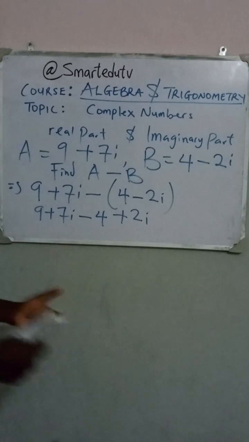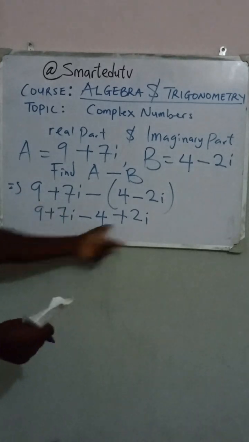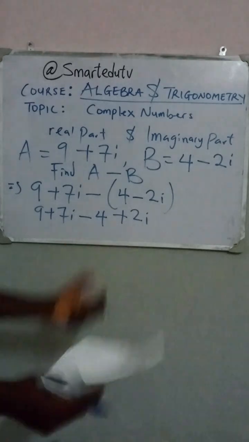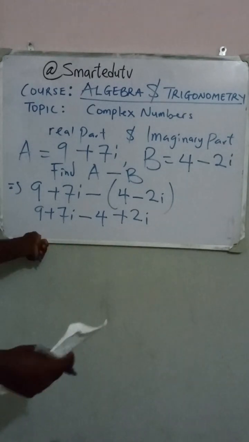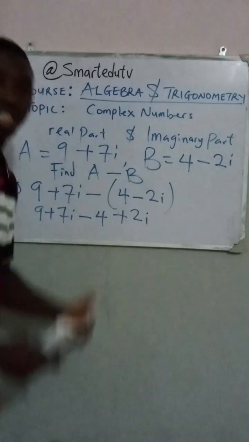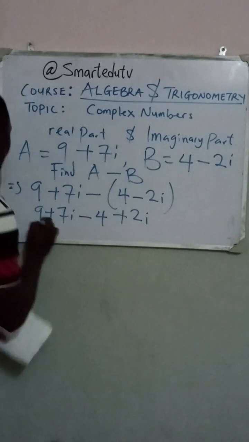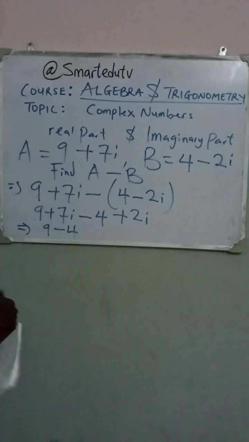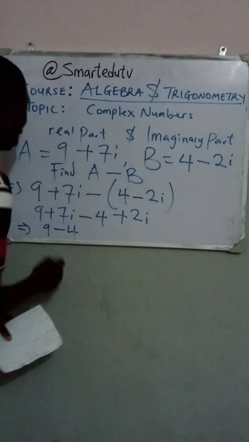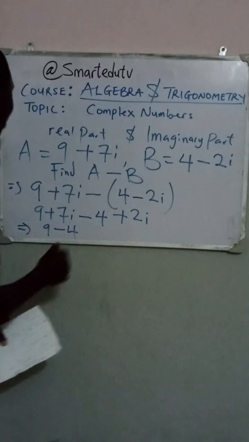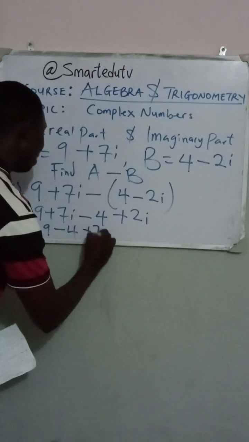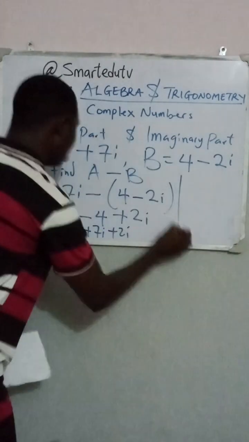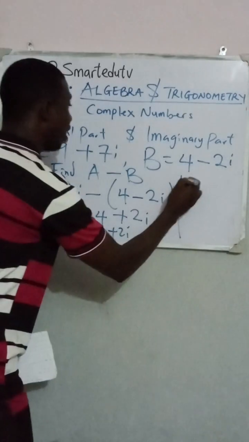Now I have some numbers in terms of real numbers and some numbers in terms of imaginary numbers. I'm going to collect like terms so that real goes with real and imaginary goes with imaginary. The result will give us 9 minus 4 for the real part, and for the imaginary part we have plus 7i and plus 2i, which will give us, at the end of the day, 9 minus 4 gives us 5.